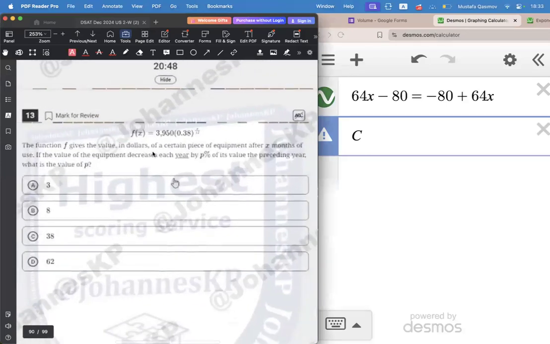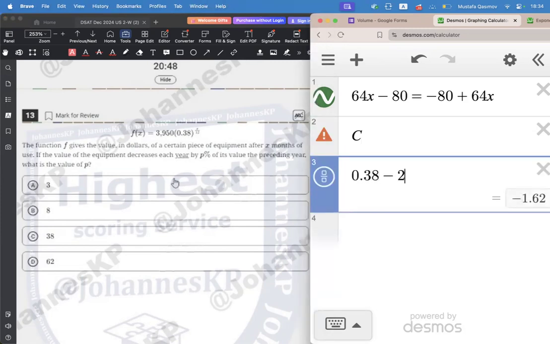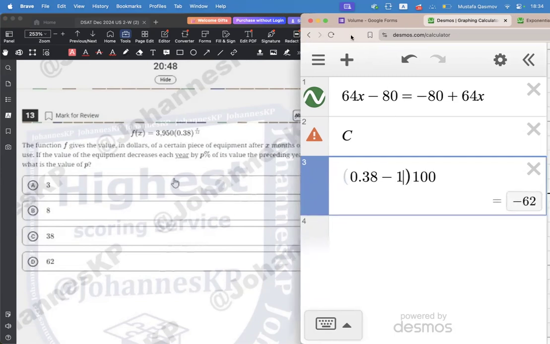Okay, 13. For 13 it says that it decreases by p% of its value in the preceding year. So you can think of it like that. It decreases by p% every year. It is written here, decreases each year. So it means that we have to just look here, 0.38. 0.38 minus 1 multiplied by 100, it will be 62%. Okay.